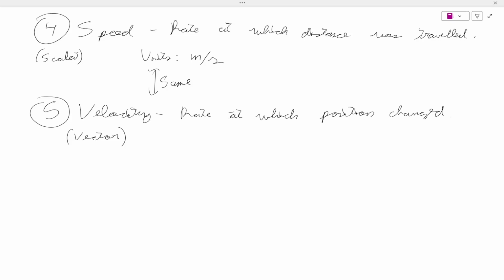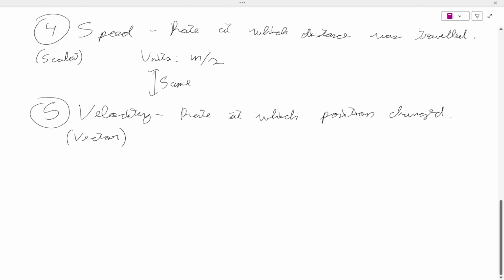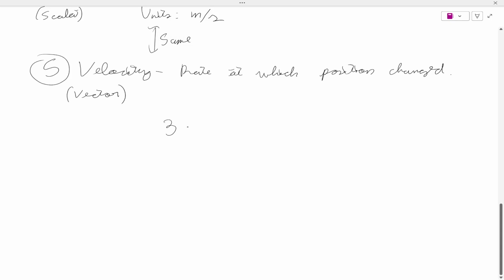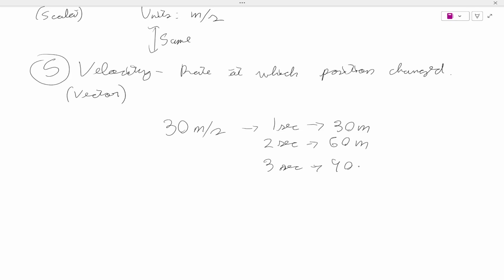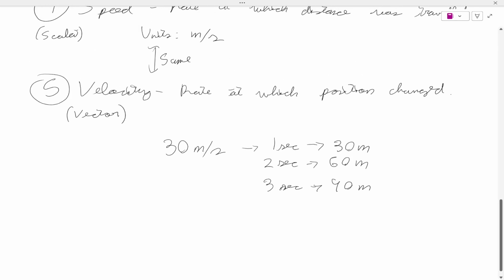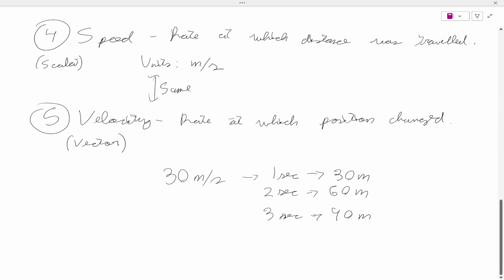Let's say I went 30 meters per second. So in 1 second, I'll travel 30 meters. In 2 seconds, I'll travel 60 meters. And in 3 seconds, I'll travel 90 meters. So that's just the actual distance I'm traveling.